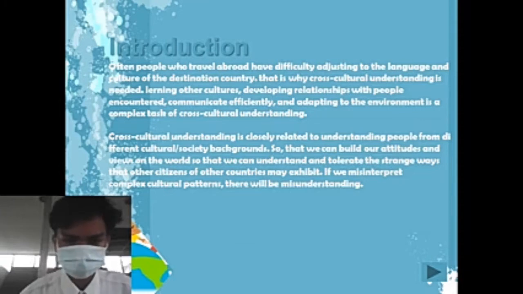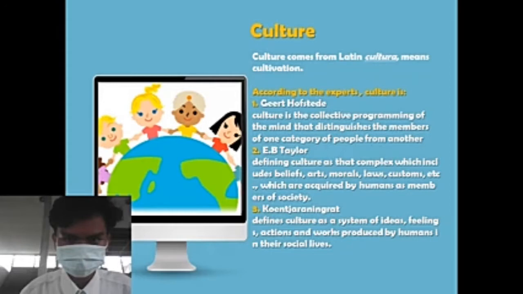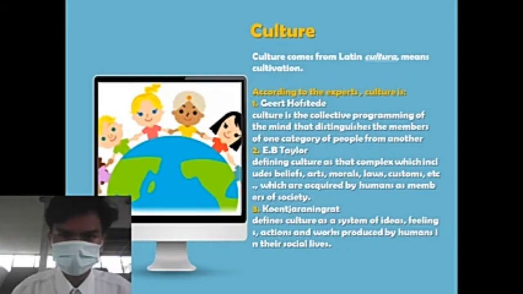Okay. Next, definition of culture. Culture comes from Latin cultura, that means cultivation. According to the experts, first from Geert Hofstede, culture is the collective programming of the mind that distinguishes the members of one category of people from another. Secondly, from E.B. Tylor, defining culture as that complex which includes beliefs, arts, morals, laws, customs, etc., which are acquired by humans as members of society.